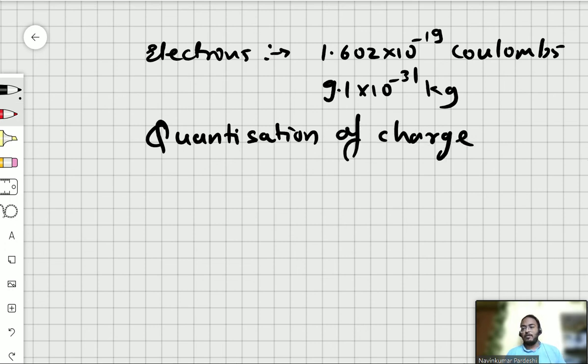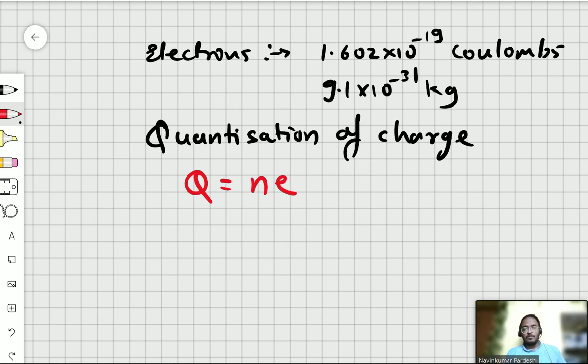It comes with a formula. The formula is Q = Ne, where Q stands for the charge, N stands for the number of electrons, and e stands for the charge on that electron, that is 1.602 × 10^-19 coulombs. Okay, Q = Ne.